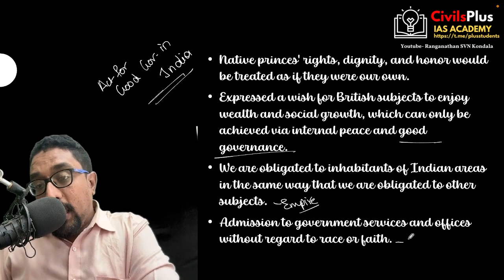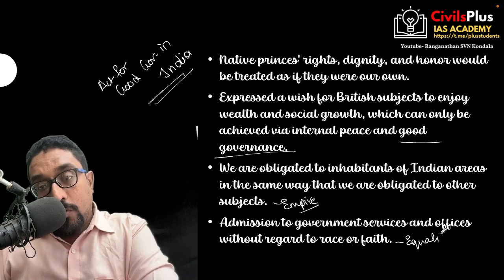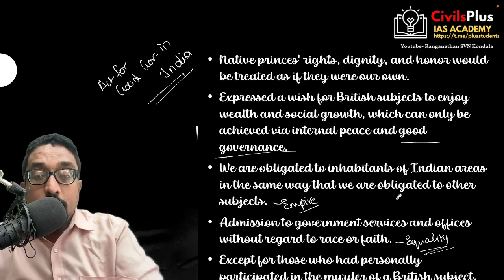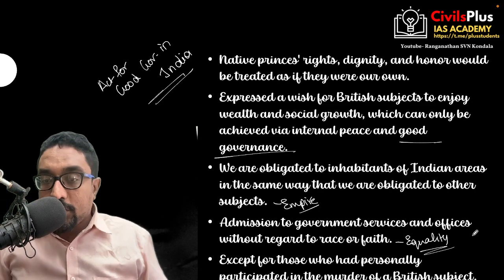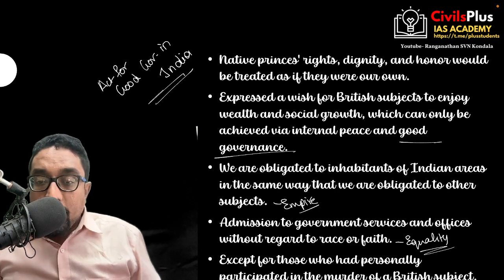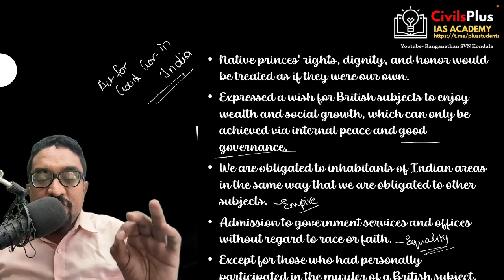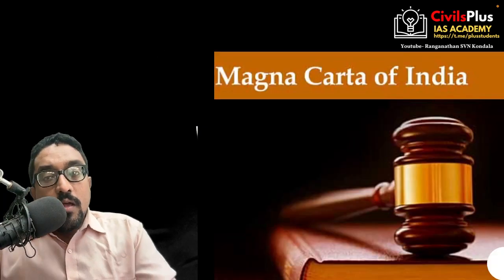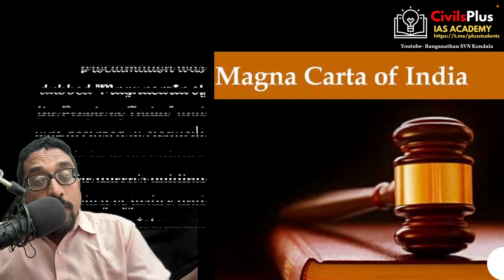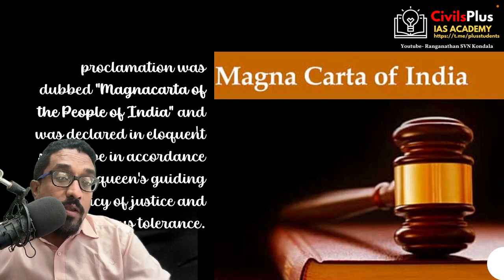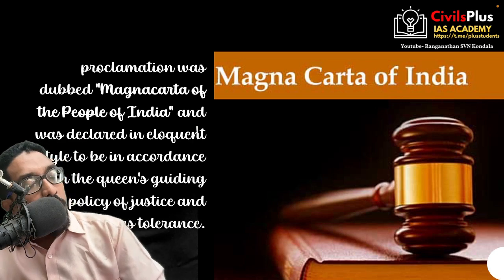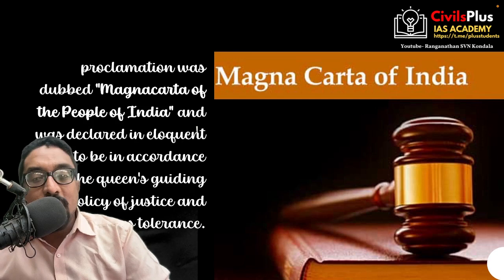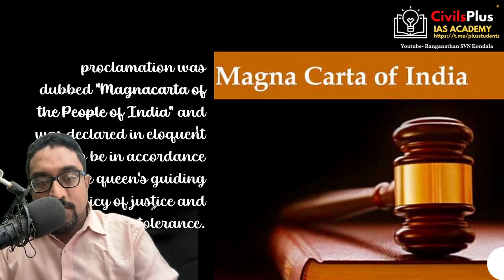So at least the equality aspect was established, at least on paper. And except for those who had personally participated in the murder of British subjects during the 1857 revolt, everyone else was to be given general, guaranteed amnesty. That's why the Queen's Proclamation is commonly called the Magna Carta of the People of India, because it was declared in an eloquent style, precisely in accordance with the Queen's guiding principles of justice and religious tolerance.